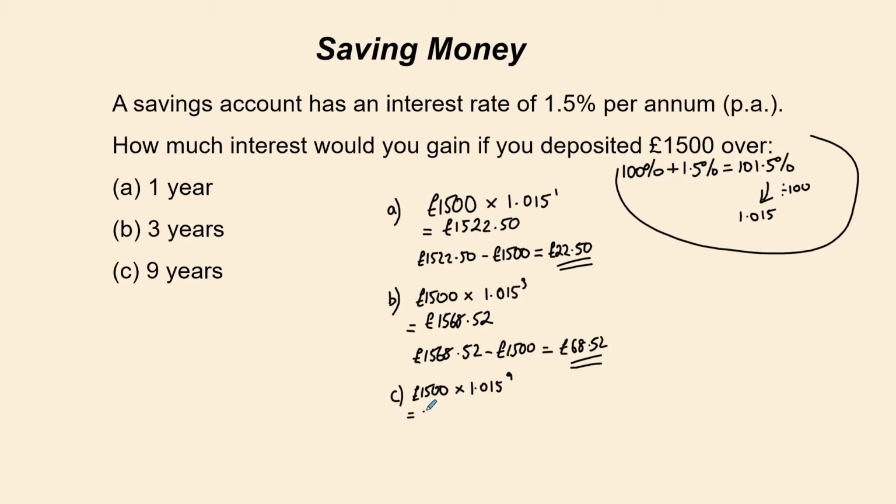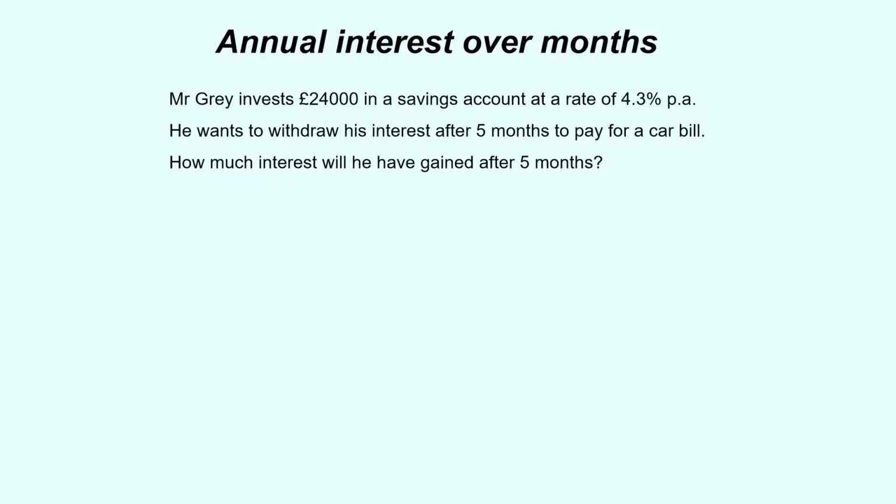And for question C, we're looking at the same thing again over 9 years. So it's 1,500 times 1.015 to the power 9, and again we're just typing that in. That gives us £1,715 and 8 pence. Subtract the original amount, which is still the 1,500, and we've got £215 and 8 pence interest over the 9 years. Okay, so that's how you calculate interest when you're talking about a period of years.